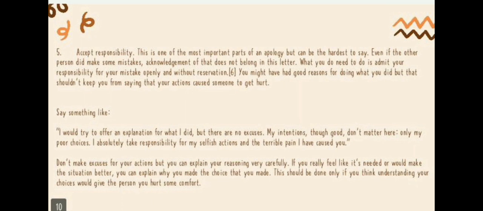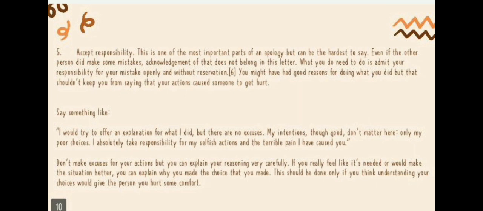You might have had good reasons for doing what you did, but that shouldn't keep you from saying that your action caused someone to get hurt. So something like, I would try to offer an explanation for what I did, but there are no excuses. My intentions, thoughts, and God don't matter here. Only my poor choice. I absolutely take responsibility for my selfish actions and the terrible pain I have caused you.